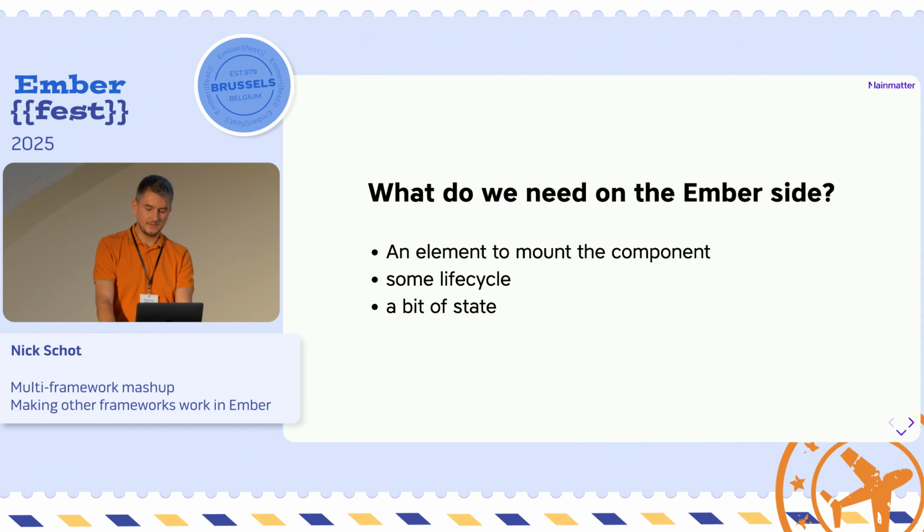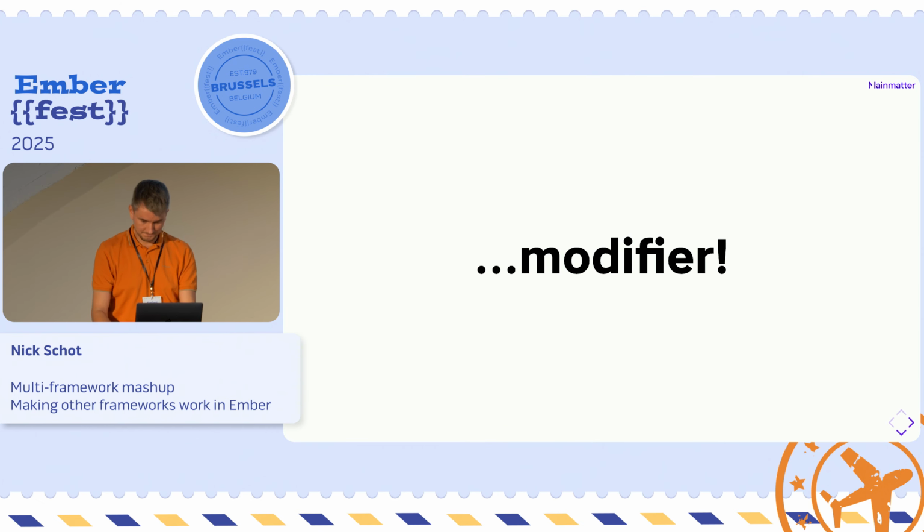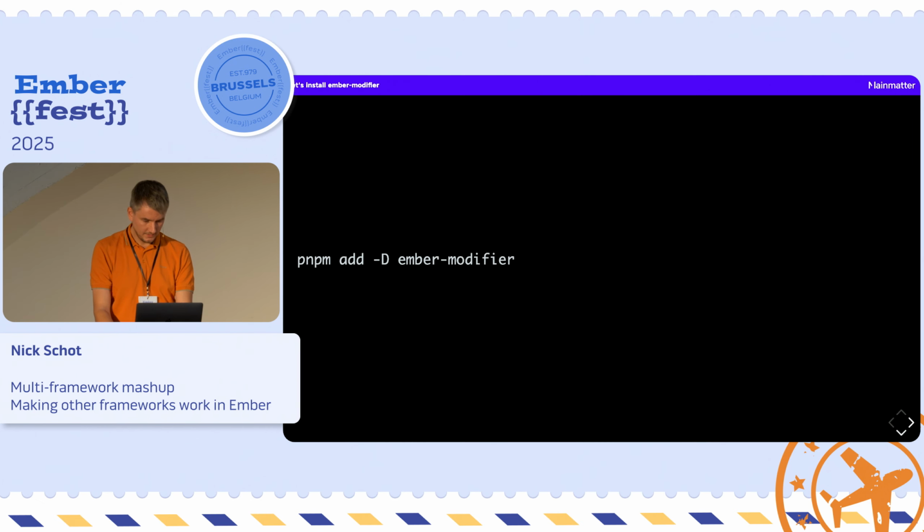So what do we need on the Ember side? If you recall the previous slides, APIs to mount components, we need an element to serve as the root, some lifecycle like initial render, updated arguments, and a destructor to clean up when we navigate away from the component. So we need a modifier. For that, we'll install the ember-modifier package, because it provides a convenient API for us to do this.